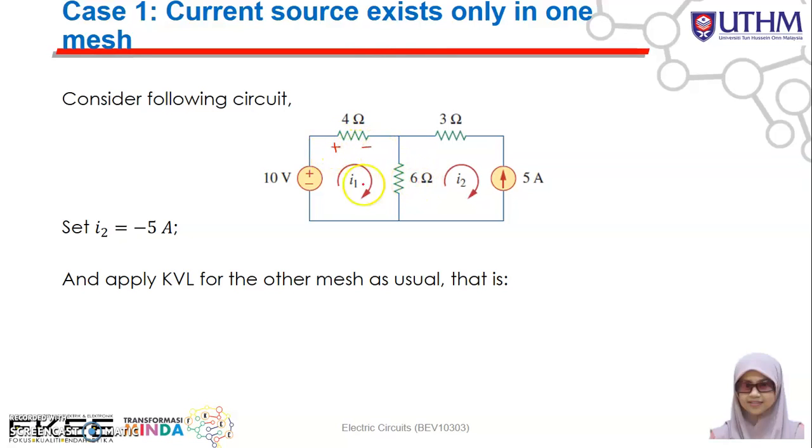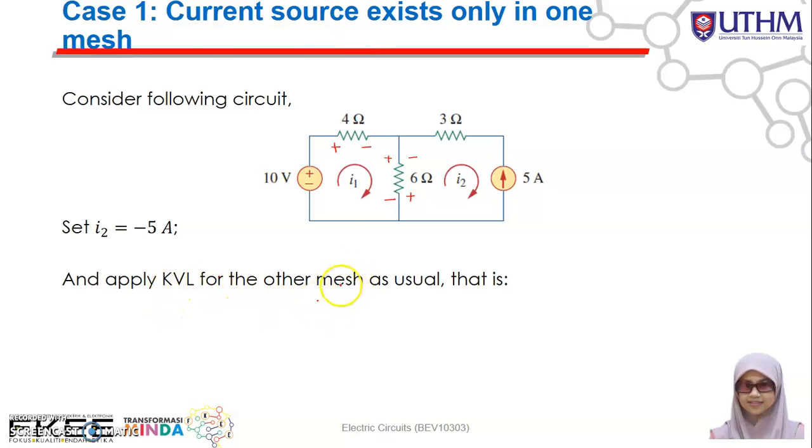Same goes for the 6 ohm. Here you have I1, so you have positive and negative. But you also have I2 here. I2 flows clockwise like this, so the voltage across here is positive and negative. Once we assign the polarity, then only can we apply the KVL.